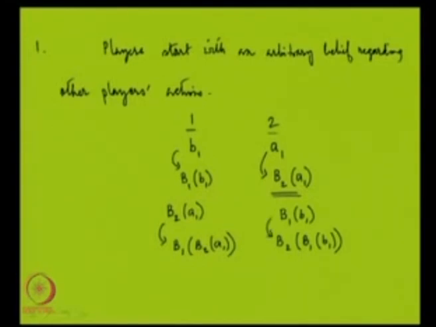Now, it may seem a little naive that the players are just taking the other player's action in the previous play of the game as given and thinking that that action is going to be repeated. That is a simple, very naive kind of belief formation. But nevertheless, in many games, this in fact converges to the Nash equilibrium. One game in which it leads to a convergence to the Nash equilibrium is the Cournot duopoly game.